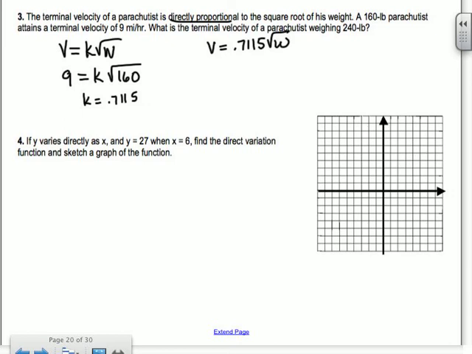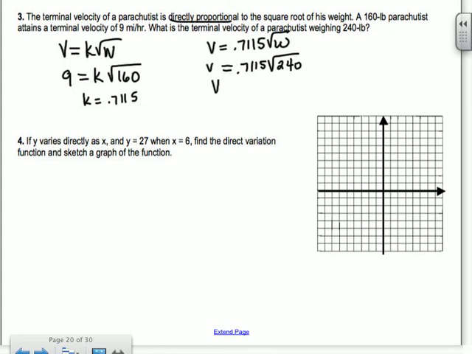And now I'm asking, what if you weigh 240 pounds? What's the velocity? So do you think it's going to be faster or slower? Faster, right? This person weighs more. Okay, so take your answer and multiply by the square root of 240.